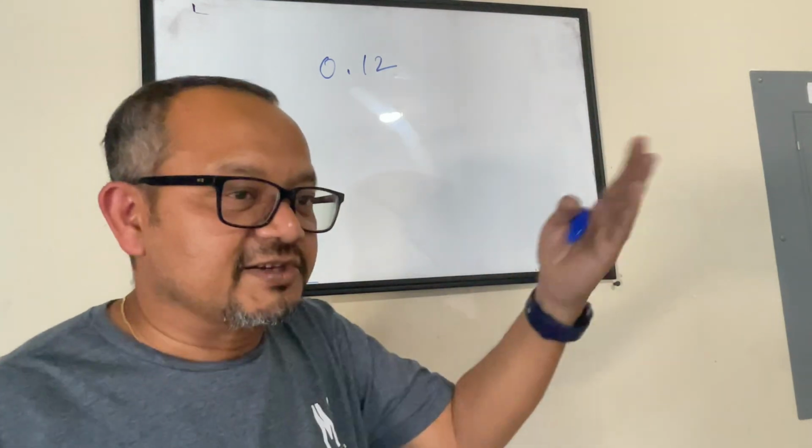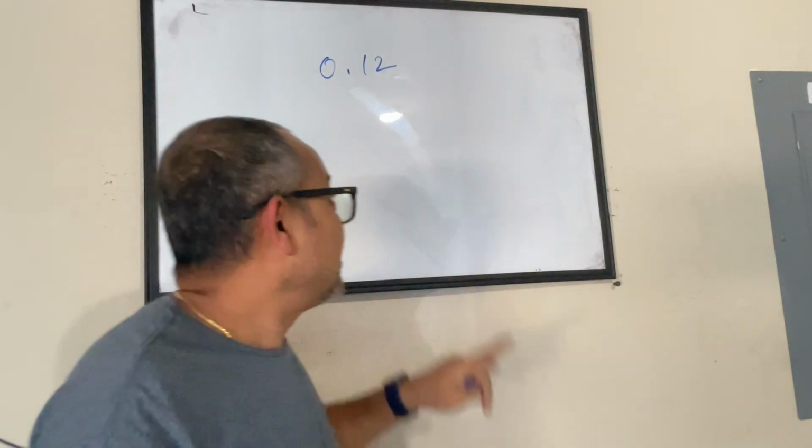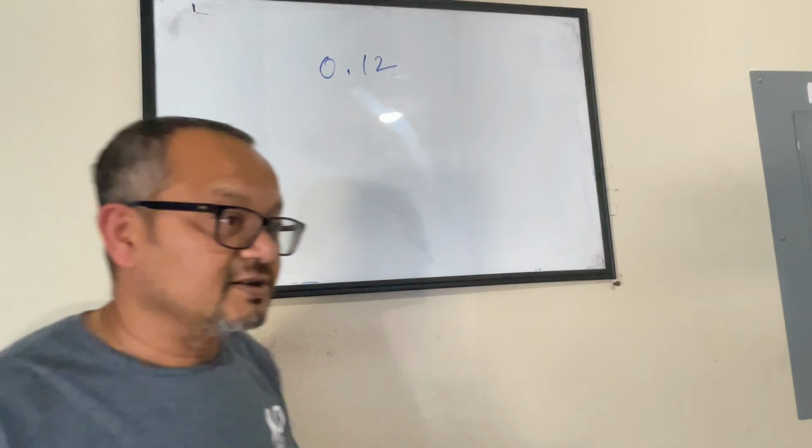Convert decimal into a fraction. I am saying reverse the story. Convert this decimal into a fraction. How would you do it?